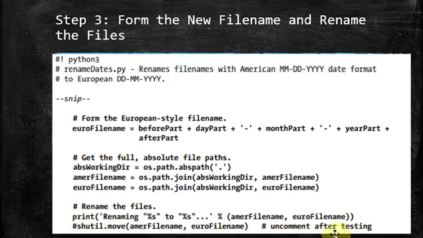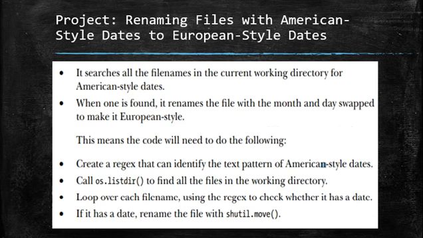That is what is given here: uncomment after testing. What is the meaning of after testing? After testing is nothing but checking the print statement. The print statement will display that the MR file has been renamed to the Euro file. If that is proper, then you can remove this comment, and at that time the actual renaming will happen. Print is just displaying. If that is proper, only then you uncomment this, and the actual renaming will occur. So this is a project that is told, that is, renaming files with American style dates to European style dates. Okay, thank you.